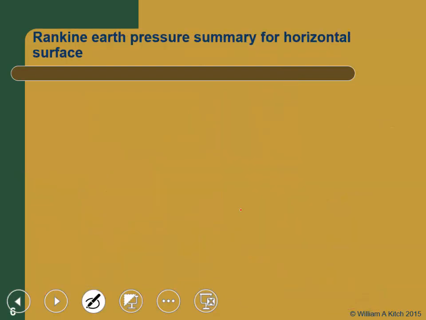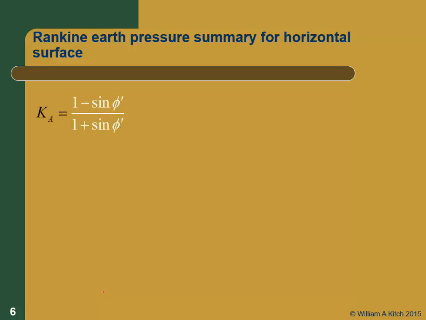Okay, so let's do our little summary for the Rankine earth pressures for horizontal surfaces. So Ka, and I could do the same thing for Kp, but we're going to, Ka is equal to 1 minus sine phi over 1 plus sine phi. This is also equal to tangent squared of 45 minus phi over 2. You see it formed that way too. That's just an algebraic equivalence.